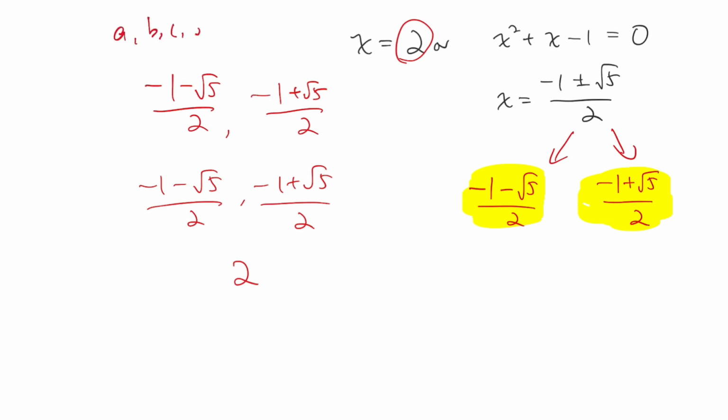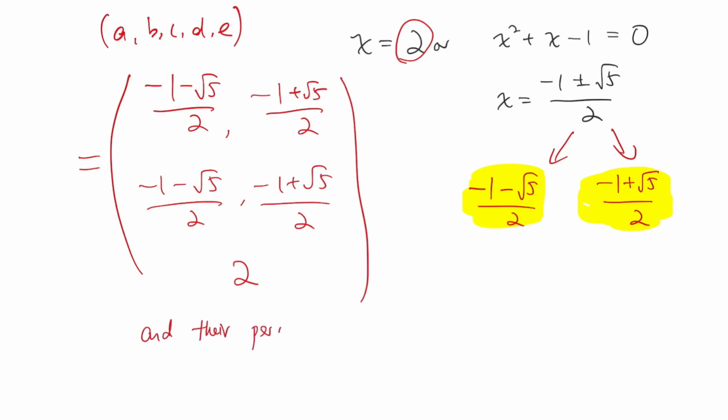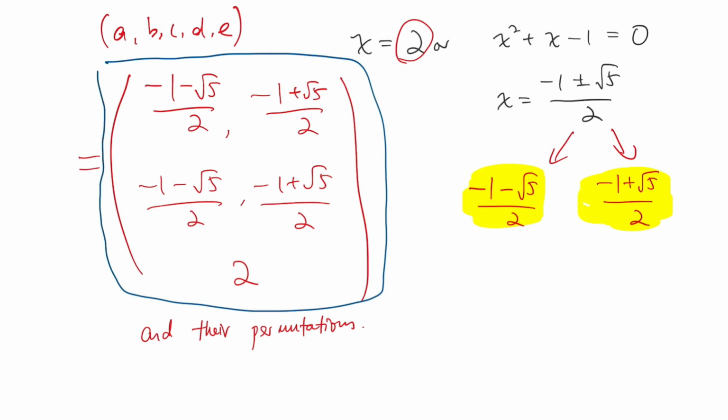So for this 5-tuple a, b, c, d, e, it has to be these 5 numbers. Of course, you can permute the values, and so there will be multiple solutions, but these 5 numbers must be the numbers inside this bracket: two pairs of minus 1 plus or minus root 5 over 2, and 2. So this is the final answer to these equations.